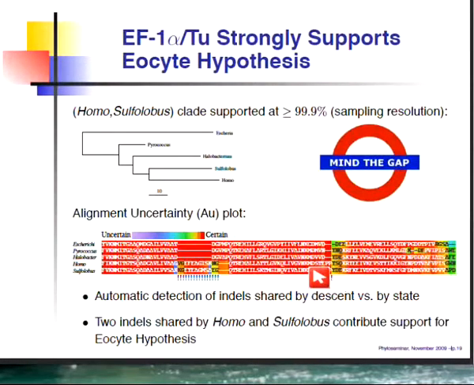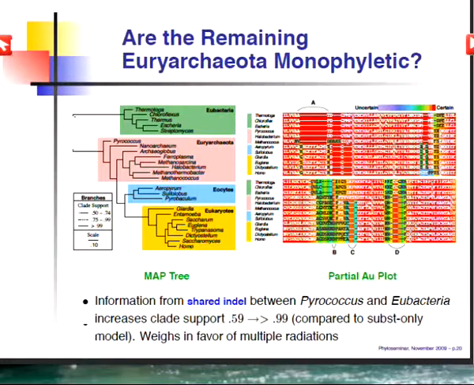Now, it's been quite a while since I've given this talk, so I'm not quite up on the right sort of speed that I'm going. So I'm going to say that the shared indel actually is what increases our support for these multiple radiations of the eocytes themselves. As a matter of fact, there's a shared insertion deletion event that happened after Pyrococcus divided that changes our posterior support from we can't really draw much of a conclusion to a fairly strong conclusion, which happens to sort of weigh in favor of these multiple radiations.